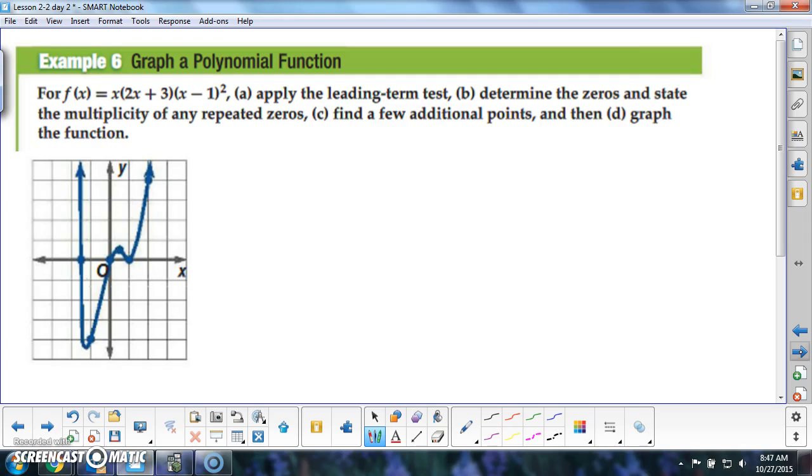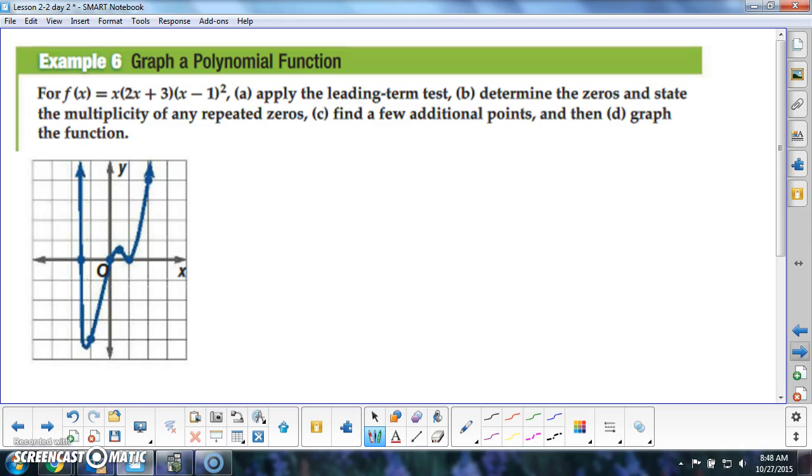Lastly, example 6 gives us a function. This is in a factored form, and it says part A, apply the leading term test. Now, the leading term test, there's nothing to write down for that. It's simply understanding what's the graph going to look like. We can see the graph, and you can see that it's a touchdown guy. Both ends are going up. And you should be able to figure that out by looking at the equation.